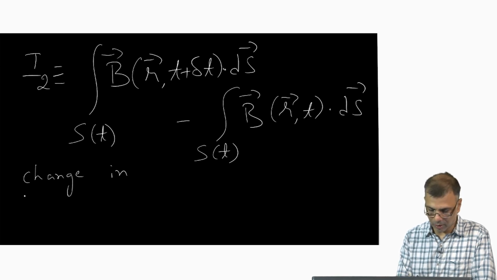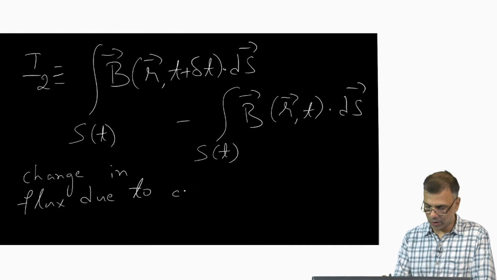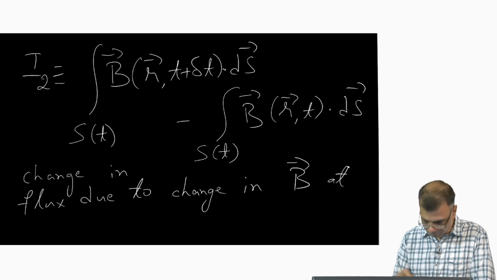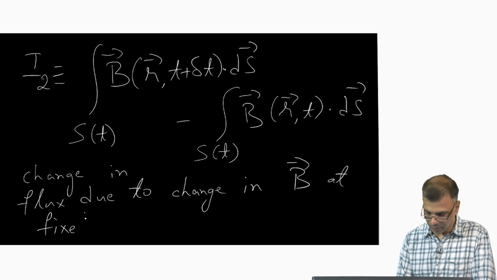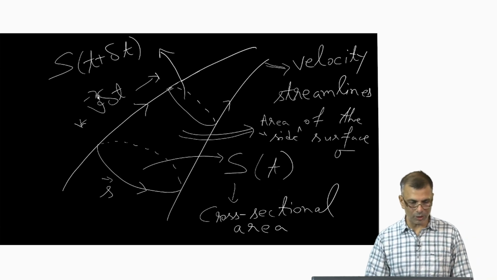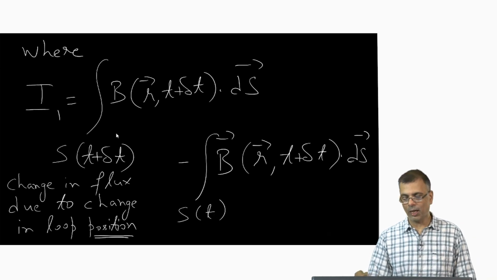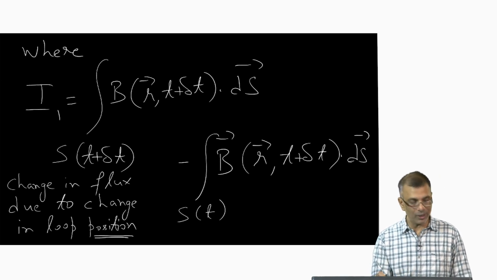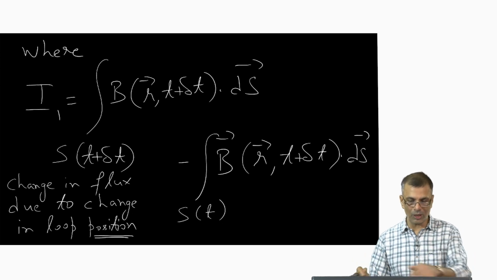And so this would be the change in flux due to change in B at a fixed position. So you see the interpretation is as follows. In the first chunk, which is I1, I was taking the same B in both the integrands and I was only changing the area over which it is being integrated. In other words, the changing flux due to the change in loop position.